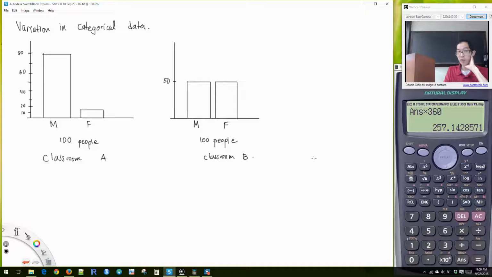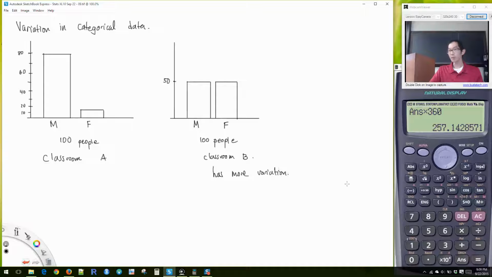Okay, which classroom has more variation? The answer is classroom B has more variation. Just visualize these classrooms in your head, right? Okay, so classroom B, with regard to gender, has more variation.